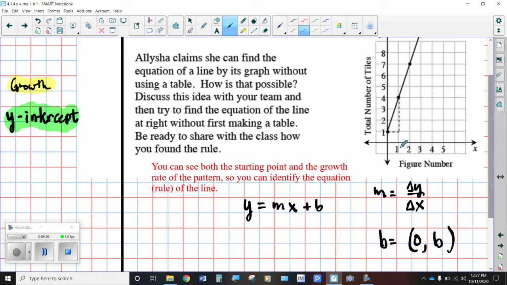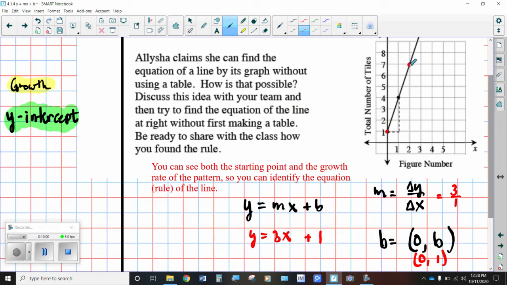The y-intercept is right here, where x is equal to 0, y is equal to 1. That means our y-intercept is going to be a 1. And what does the growth rate look like? Go from here to here, how much does x increase? It increases by 1. And to go from here to here, how much does y increase? 1, 2, 3 units. It increases by 3. So the growth rate here is going to be 3. So those are our parameters. And so the rule for this situation is y equals 3x plus 1.